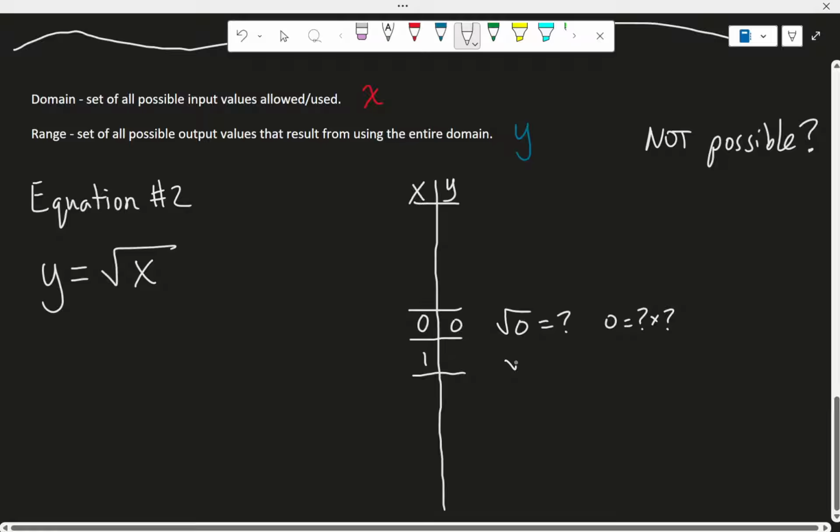Okay. Well, what's the square root of 1? Again, you have to think about what number times itself gives you 1. Well, what number multiplied by itself gives you 1? 1 times 1 is 1. So this answer is 1.